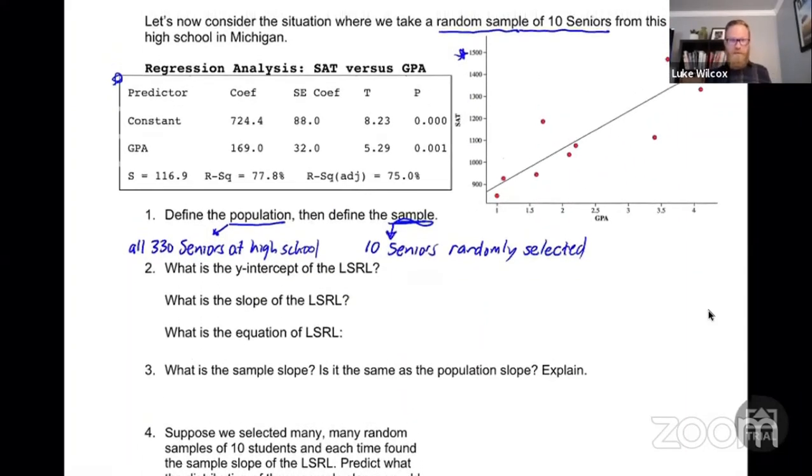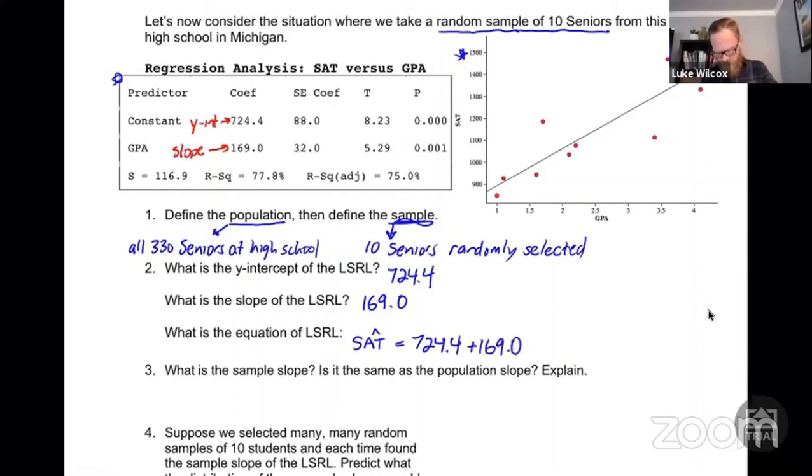Okay, so the format of this page is going to look very similar to the previous page, so I think we can move pretty quickly through this. For the y-intercept and for the slope, we know exactly where we're going to get those. The y-intercept is the first value here. The slope is the second value here. So let's go ahead and record our y-intercept as 724.4. And let's record our slope as 169.0. And now we know our equation of the least squares regression line. It's going to say that the predicted SAT score equals 724.4 plus 169.0 times the GPA.